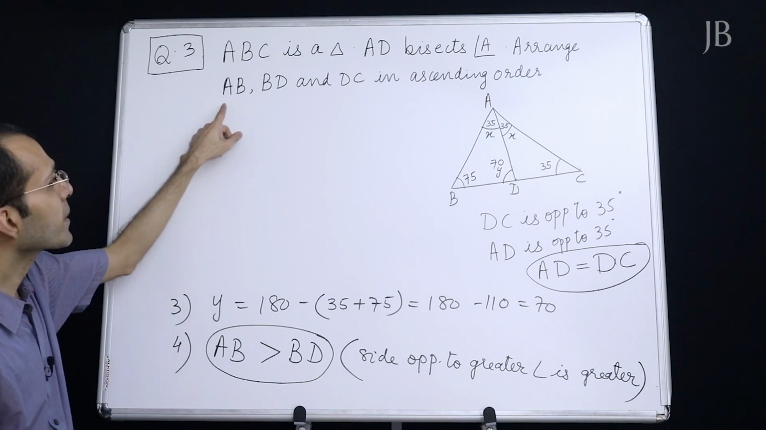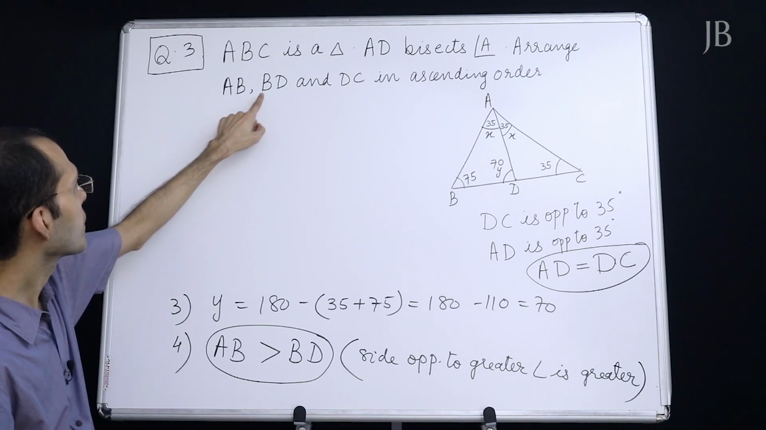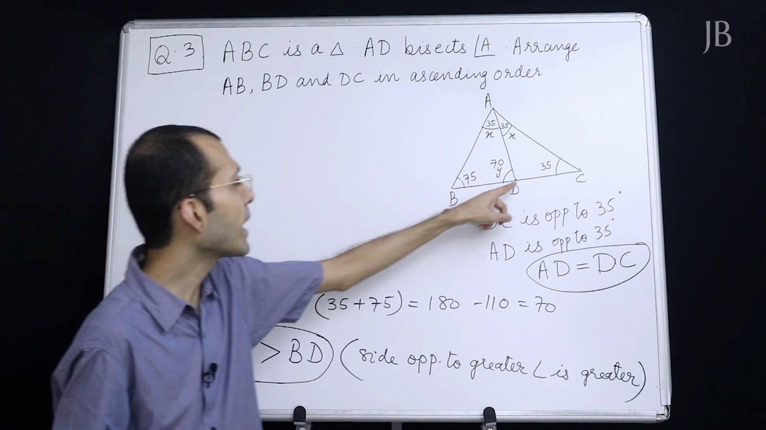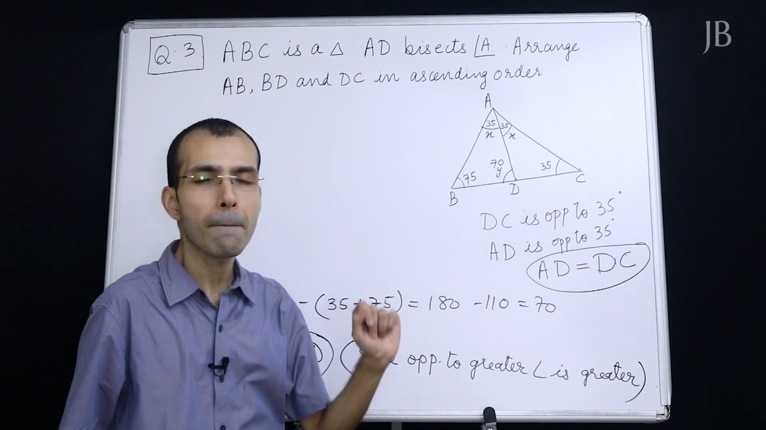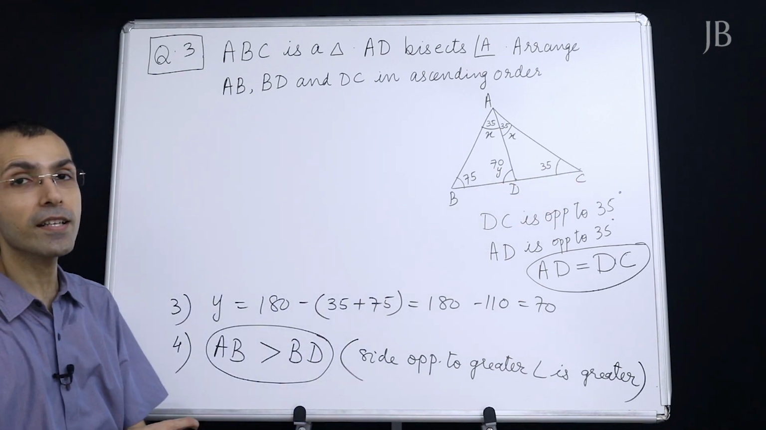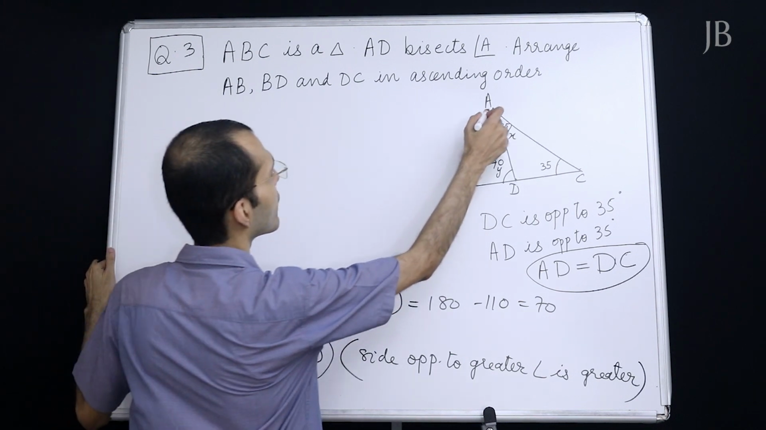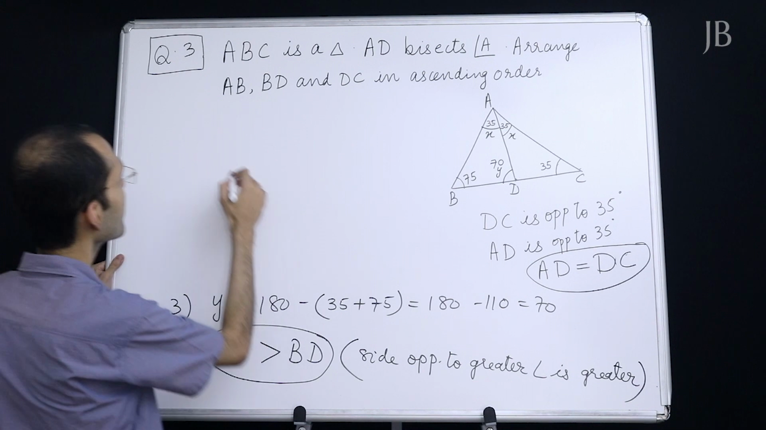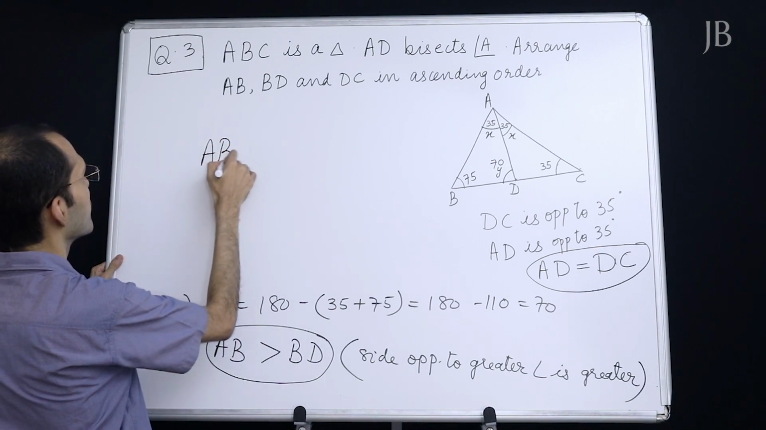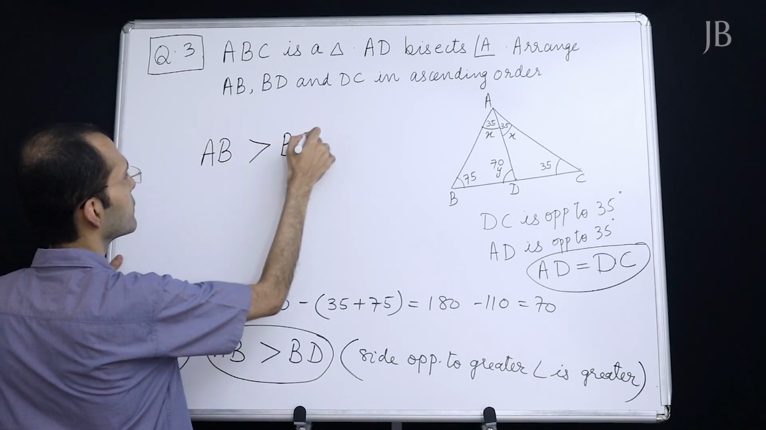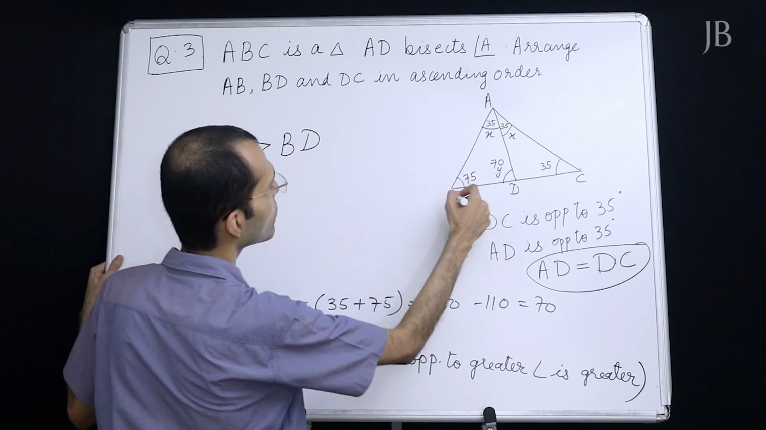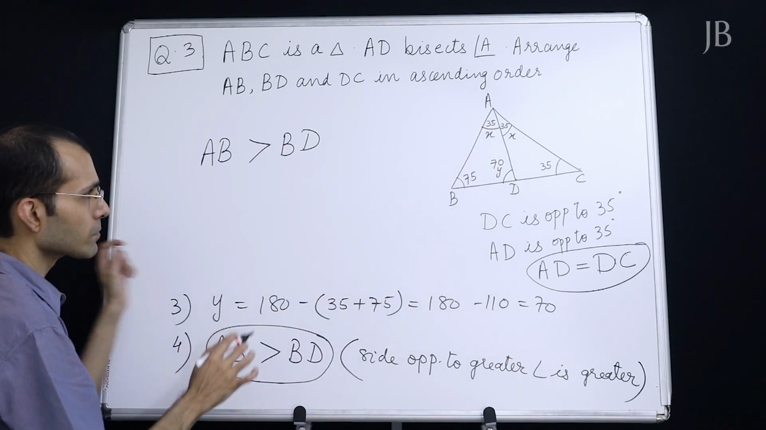Okay. Coming to this, we want AB, BD and DC. This we want now to be arranged in ascending order. So what will happen? AB is greater than BD. That too we proved it clearly.